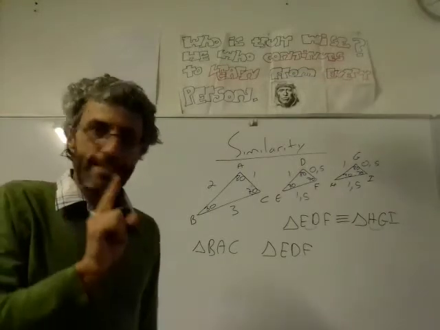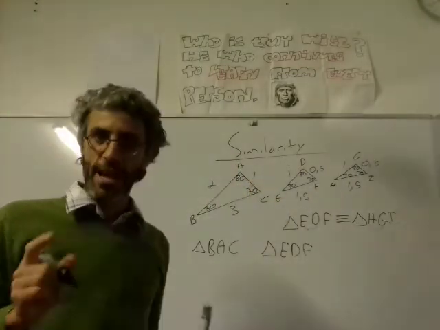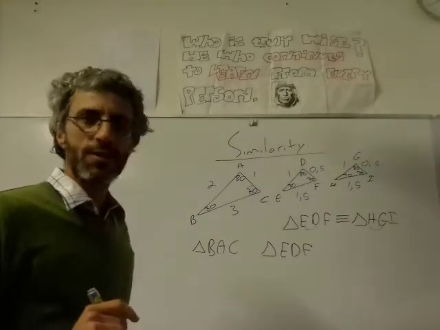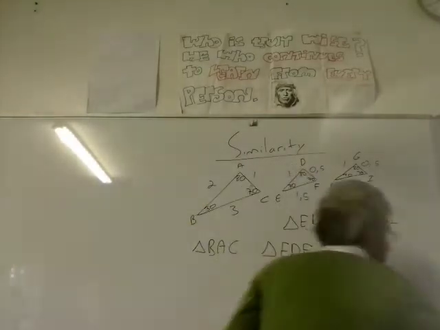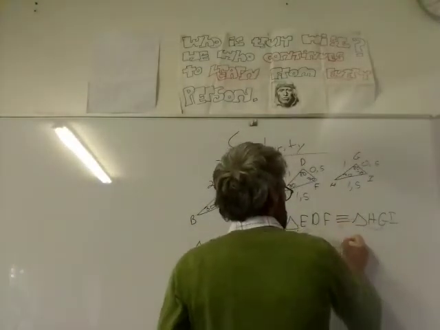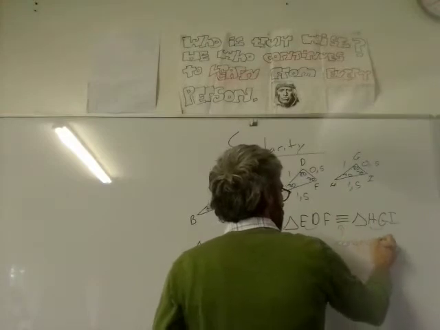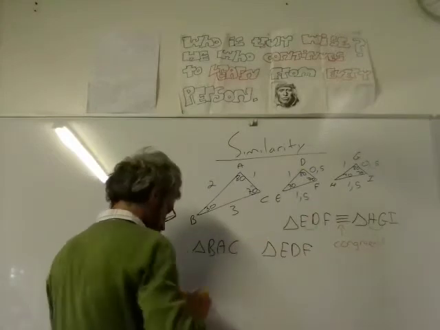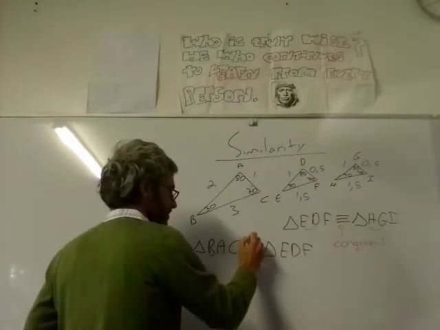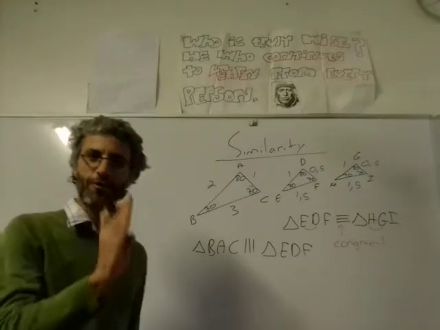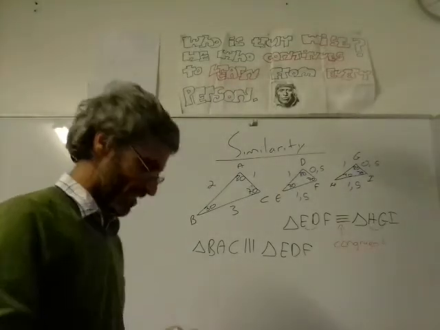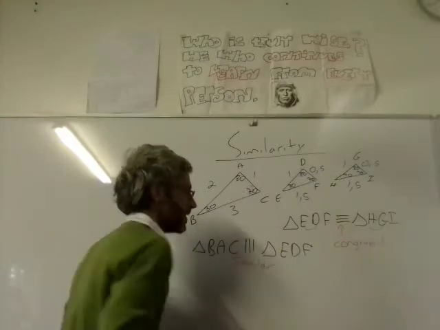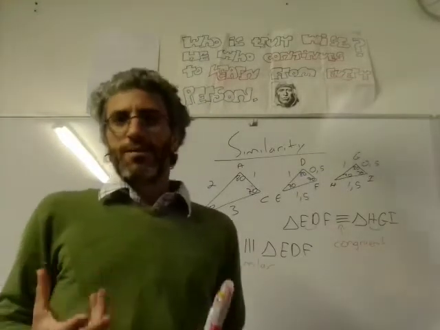So these 2 triangles are similar. It means that they're not identical. The sides don't have the same length, but the angles are the same. And how do we write similar? If this sign means congruent, similar is like this, but turned sideways, like a triple equal sign standing on its head. That means similar.